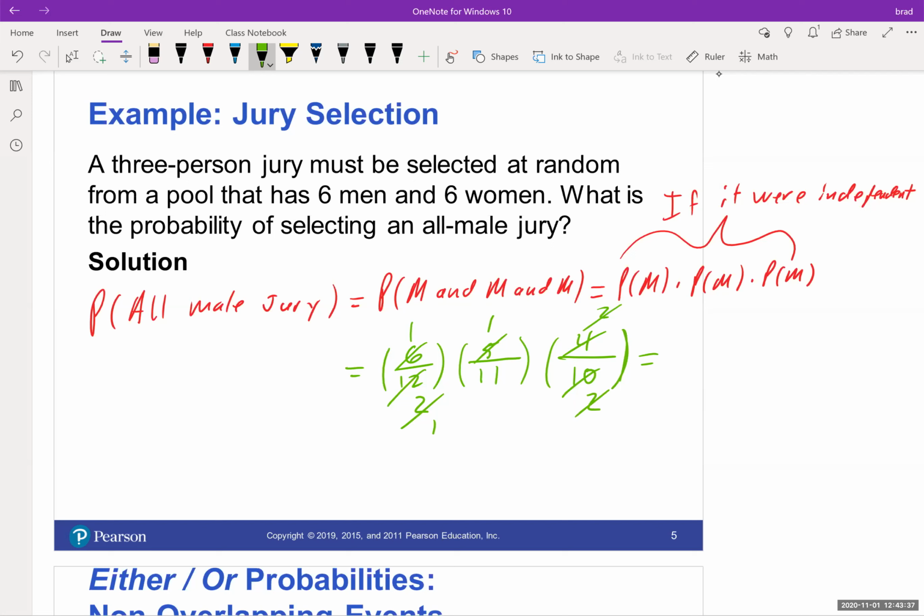And then this cancels and this cancels, 1 and 1. So we get 1 out of 11. That's what it looks like. Which is approximately 0.0909. For probabilities, I normally use 4 decimals. I'm not sure what your homework will ask for, but I usually use 4.